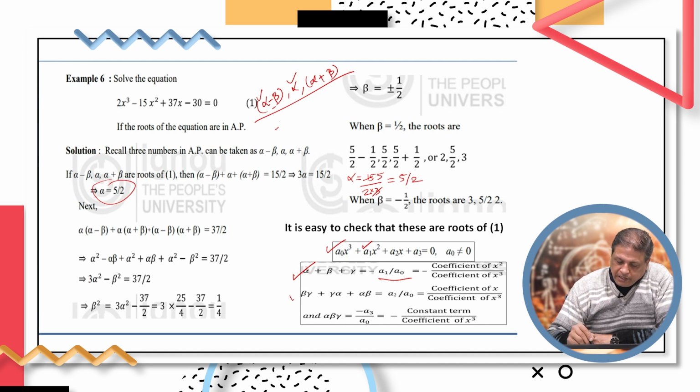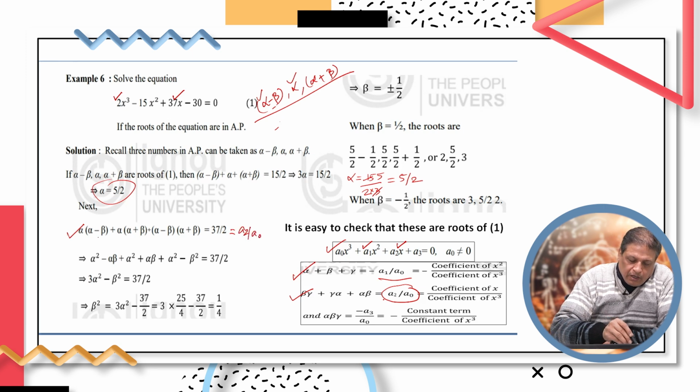applying this identity, alpha beta plus beta gamma plus gamma alpha, you will get the expression alpha into alpha minus beta, alpha into alpha plus beta, alpha minus beta into alpha plus beta, and that is a2 upon a naught. What is a2? a2 is the coefficient of x. What is the coefficient of x? 37. And a naught is the coefficient of x cube, which is 2. So, a2 upon a naught turns out to be 37 by 2.